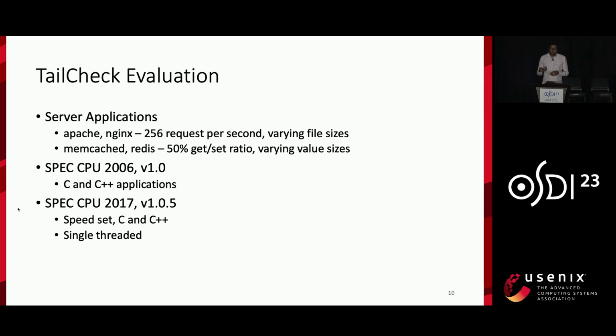And for SPEC CPU benchmarks, we used both 2006 and 2017. 2006 because a lot of works had used 2006 to evaluate, so we still wanted to evaluate with 2006. And 2017 because it's latest and greatest.